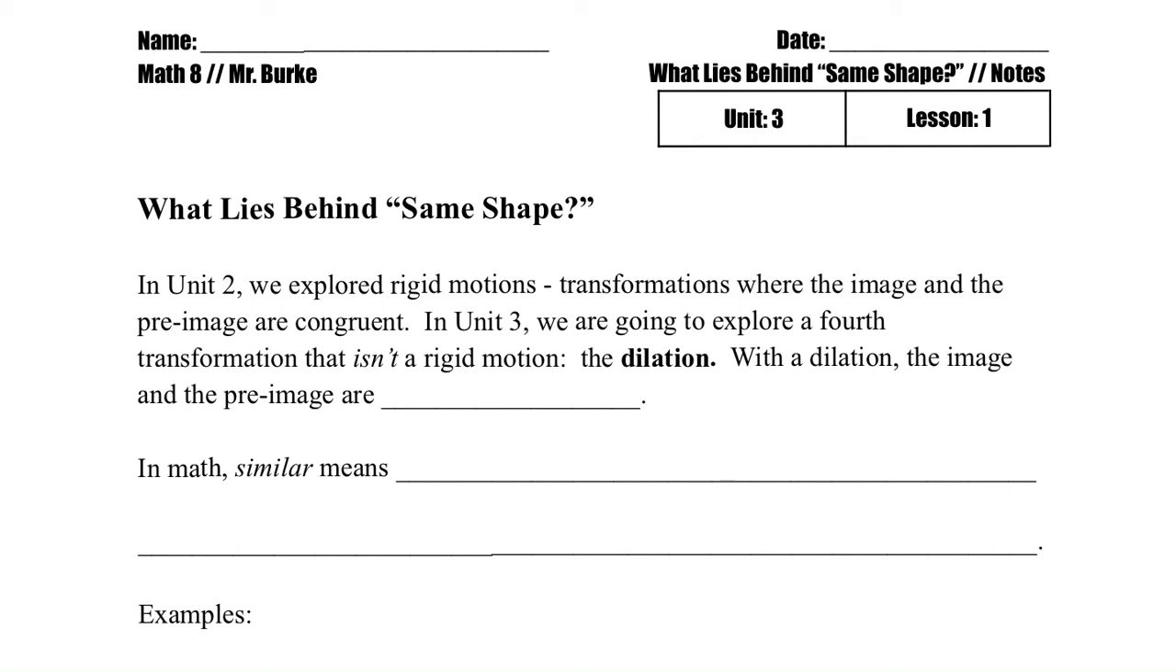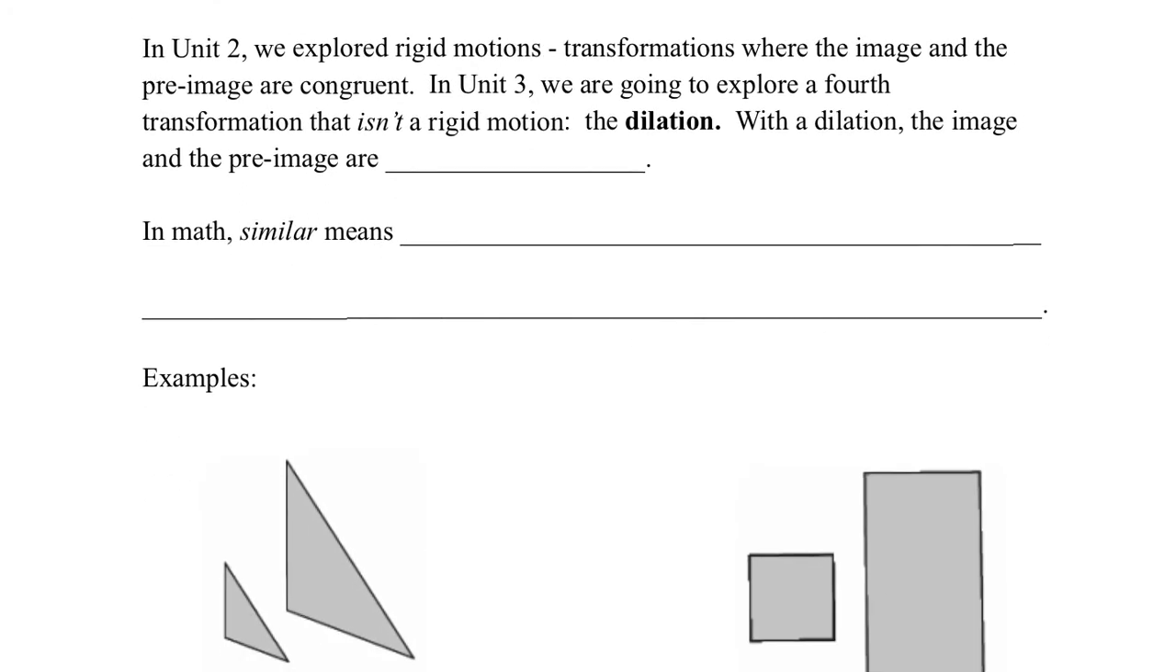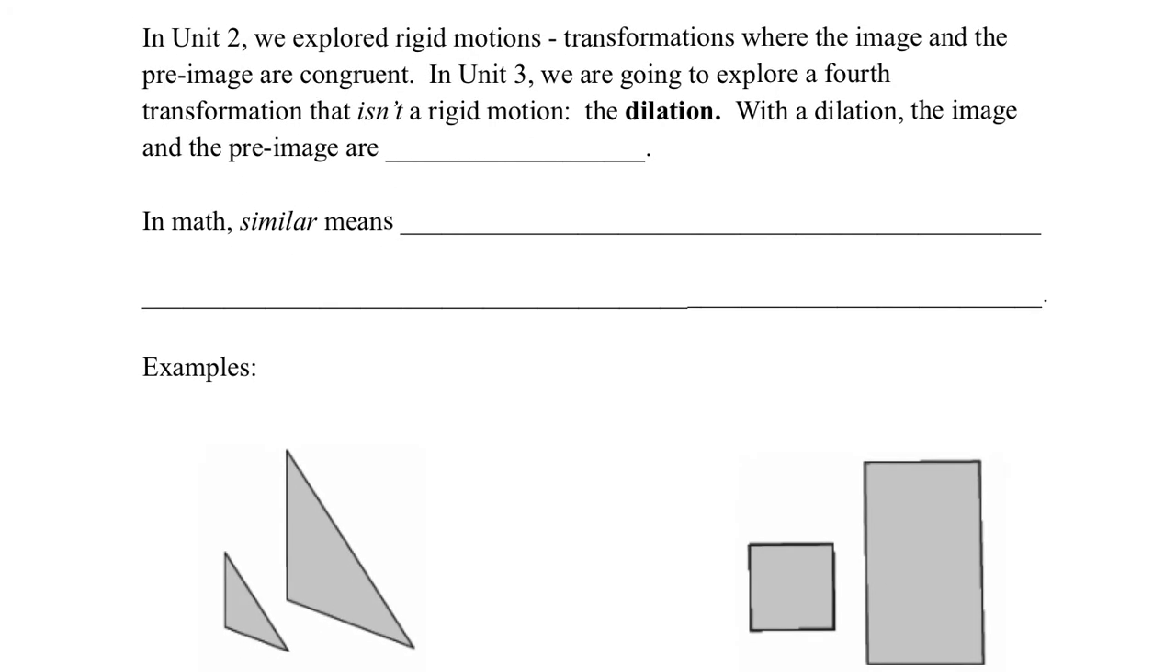So in Unit 2, we explored rigid motions, which were transformations where the image and the pre-image were congruent. So that was our rotation, reflection, and translation. In this unit, we're going to explore a fourth transformation, but it's actually not a rigid motion, and that's the dilation. What we say is that with a dilation, the image and the pre-image are similar.